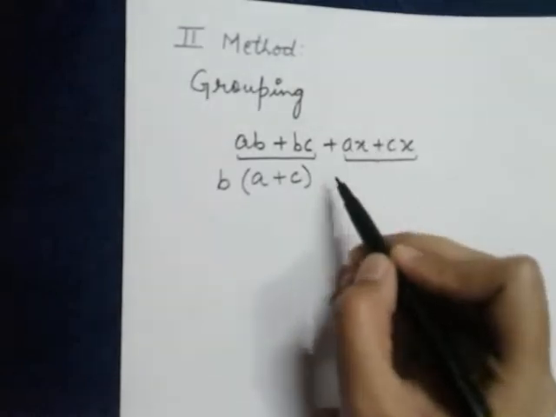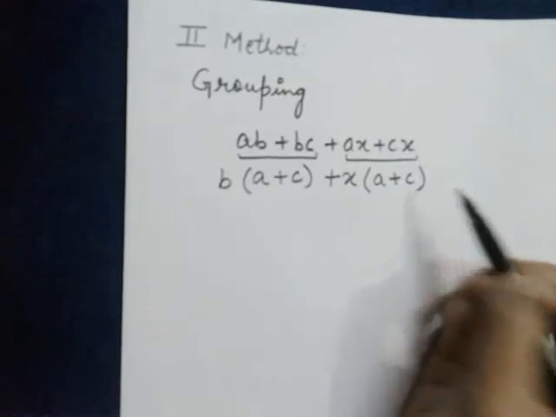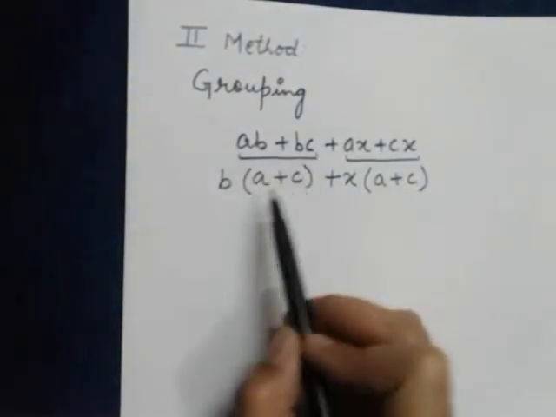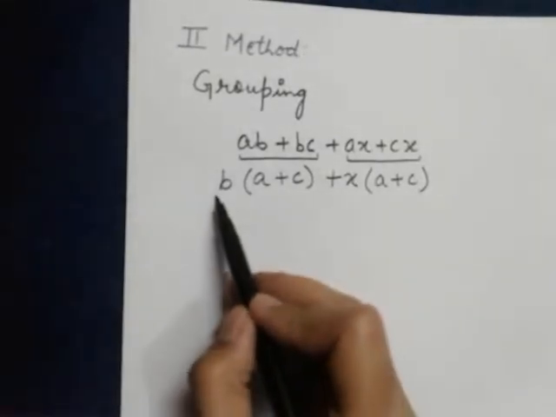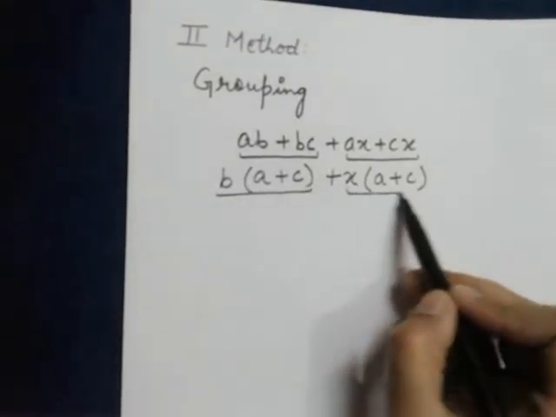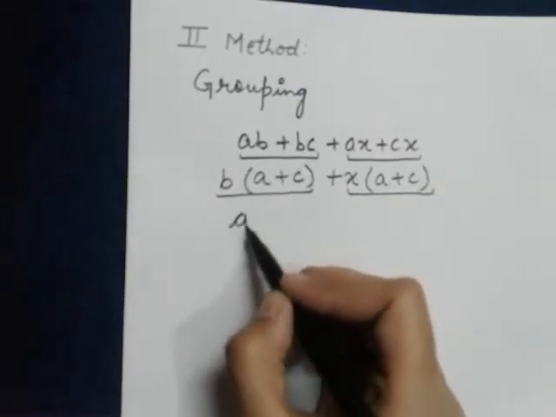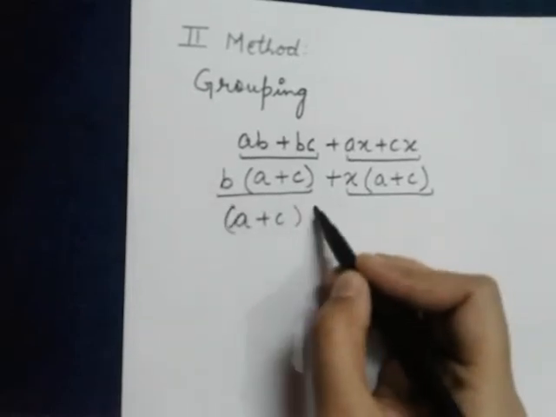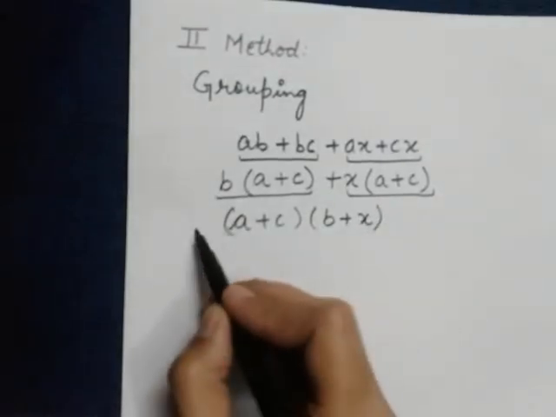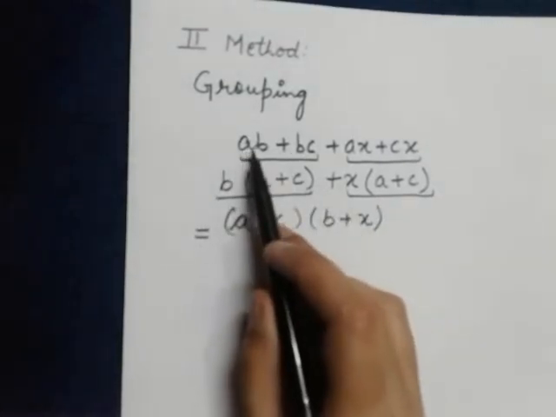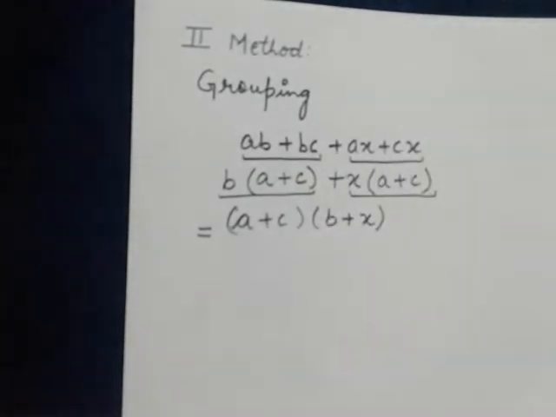And in these 2, X is common. I take out X, and what is left? A plus C. On grouping the terms this way, we have got A plus C as a common factor. Now A plus C is contained in this term also and in this term also. So by taking out the common factor, A plus C is common and B is left in this term and X is left in this term. This is the factorization of the given expression, AB plus BC plus AX plus CX. This is known as the grouping method.